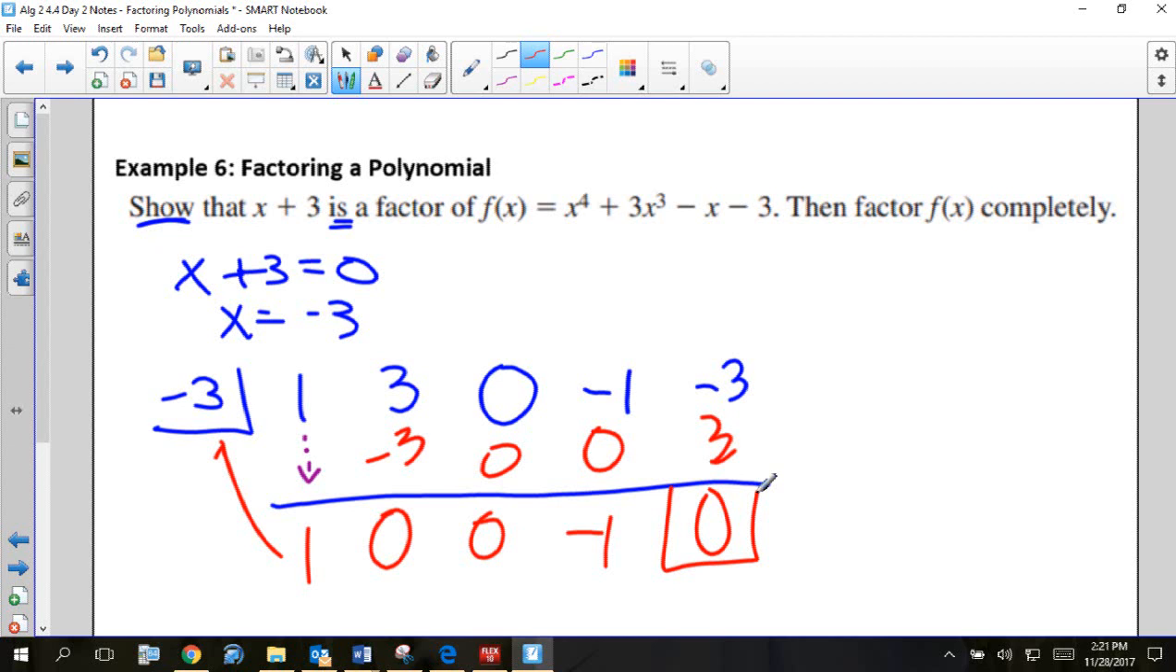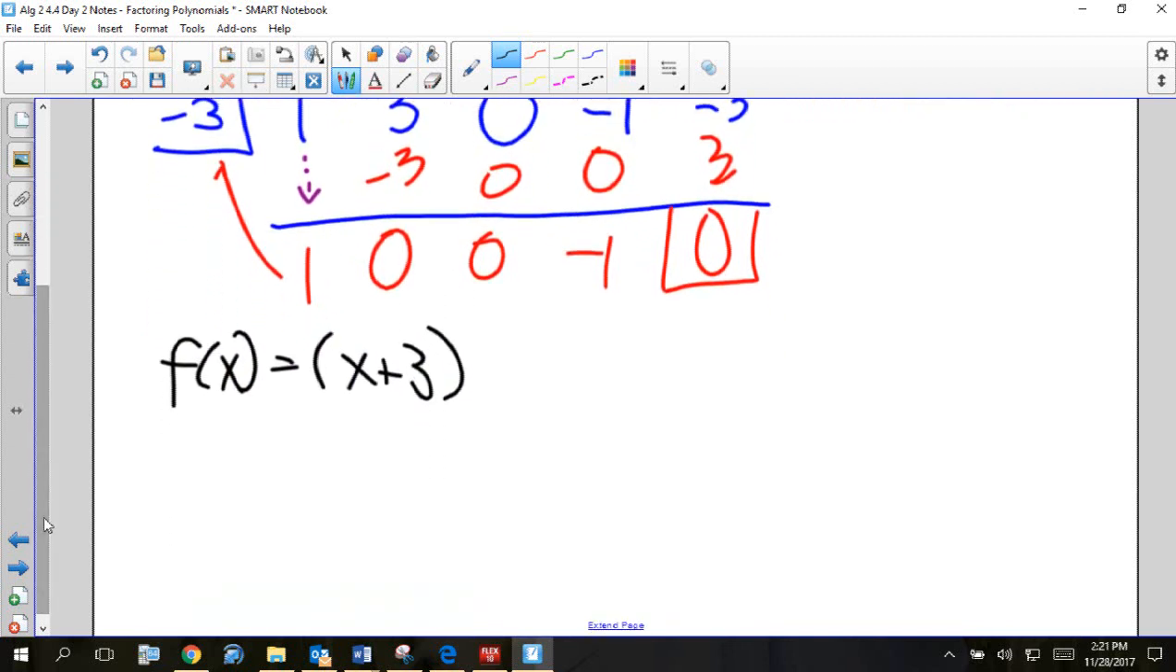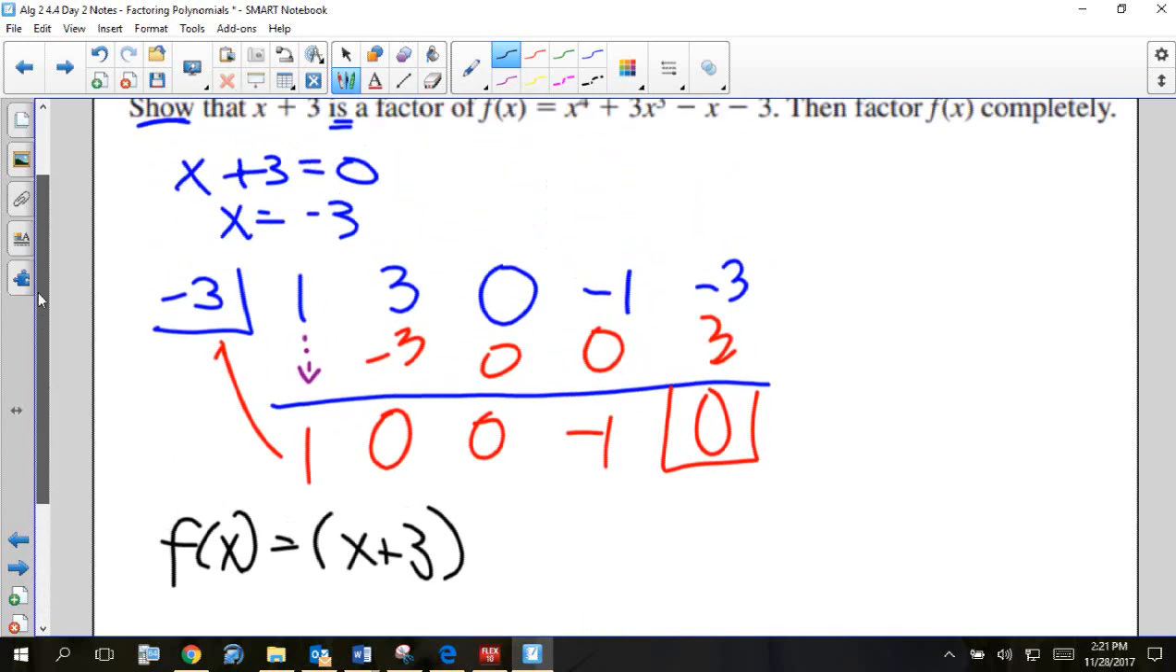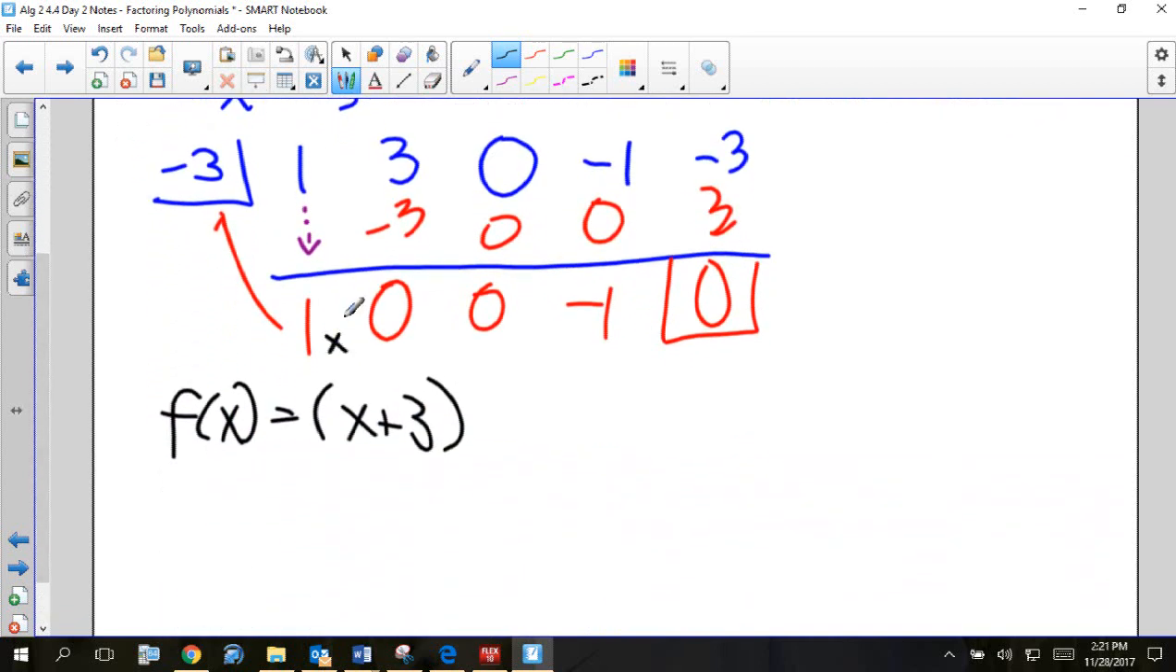So now we're going to factor this completely. We know one of the factors, they've given us x plus 3. So I have f of x equals parenthesis x plus 3. Then, remember when we do synthetic division? This answer goes down 1 degree from the original. So you look at the degree of the original, x to the 4th. So this one goes down to x to the third. Then there'd be 0x squared, there'd be 0x, and then minus 1. So my second factor looks like 1x to the third minus 1. I'm not going to write all those zeros.